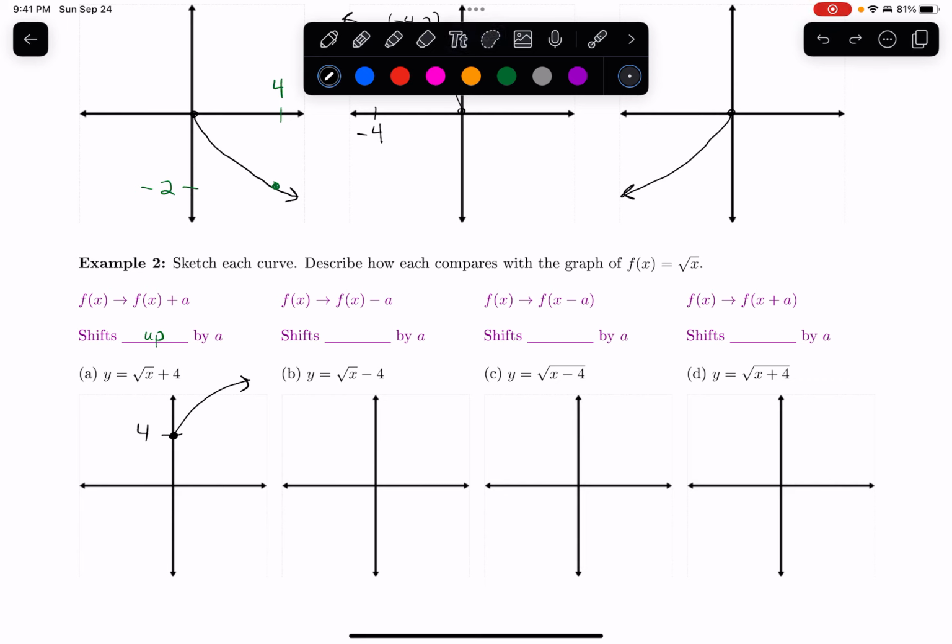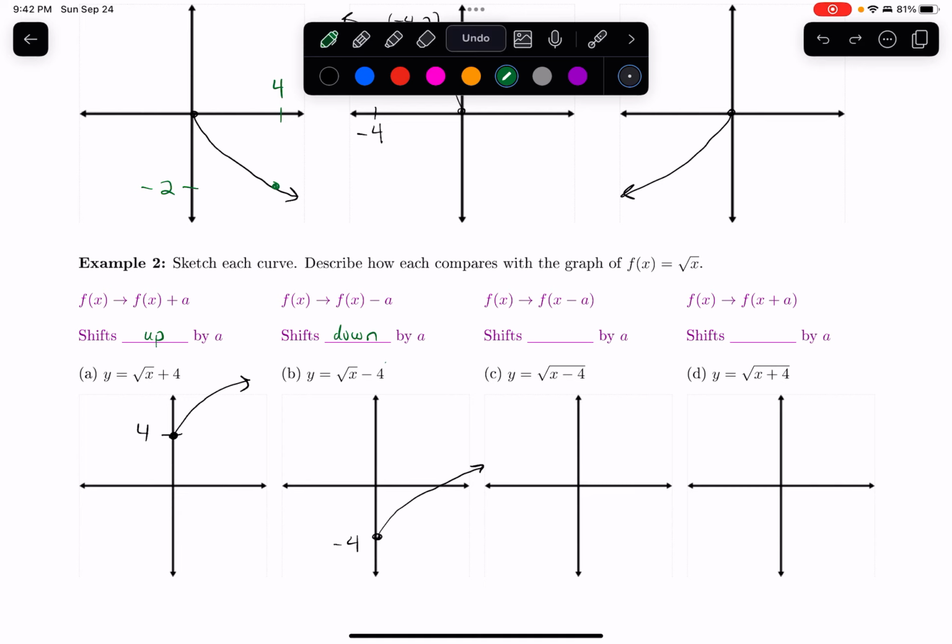On the flip side, if I were to have subtracted 4, it's going to move the whole thing down 4 units from where I started. So now the starting point, the y value there is negative 4, and then I have the same curving upward shape. So the general rule is, if I add some number a at the end of my formula, the whole graph gets shifted up by a. And when I subtract some number a, the whole function gets shifted down by a. In this case, it got shifted down by 4.